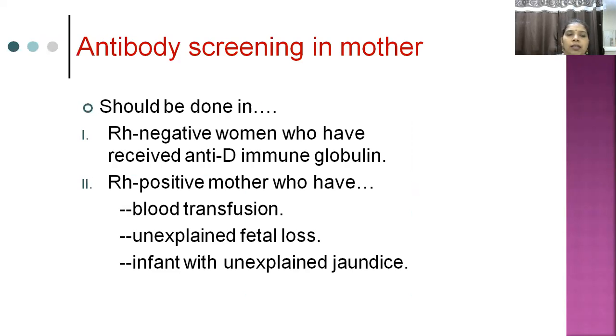Antibody screening in the mother. It should be done in Rh negative women who have received anti-D immunoglobulin, Rh positive mothers who have had a blood transfusion, unexplained fetal loss, and infants with unexplained jaundice.